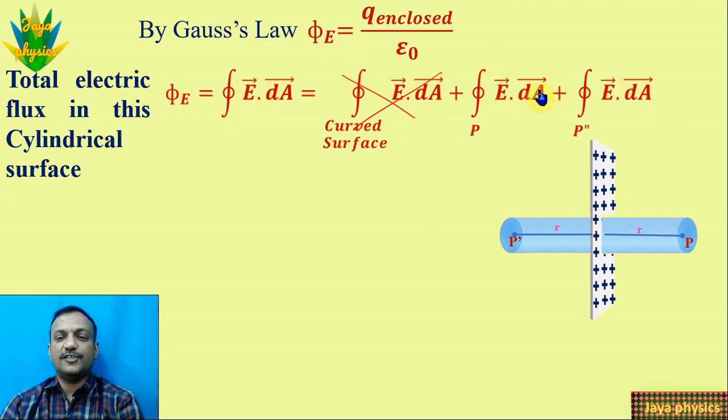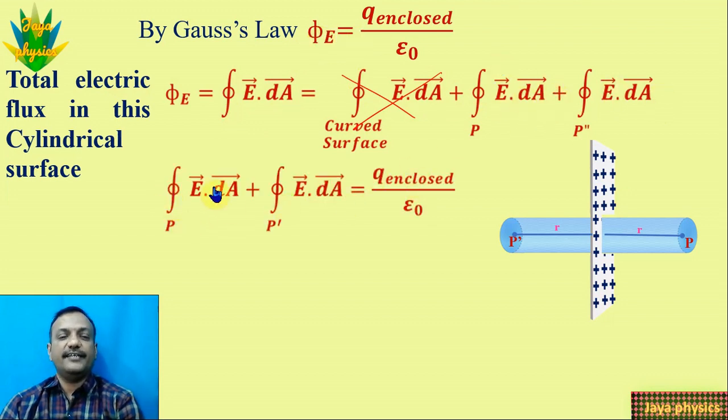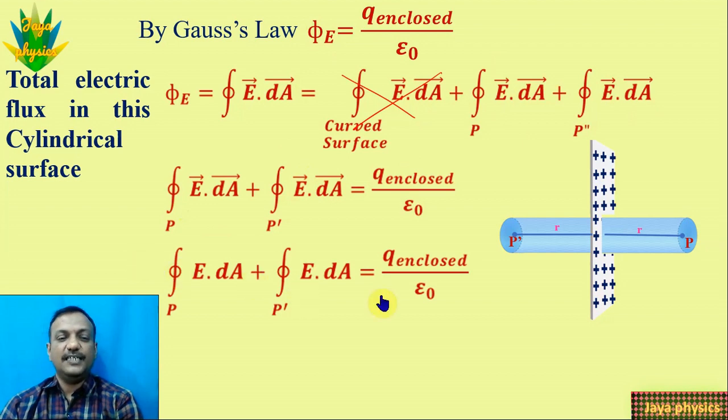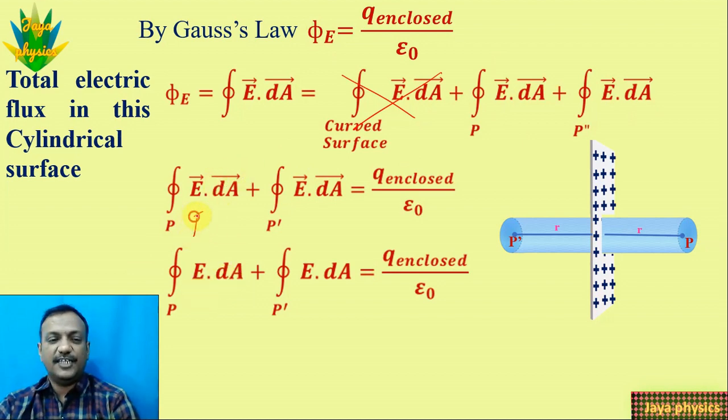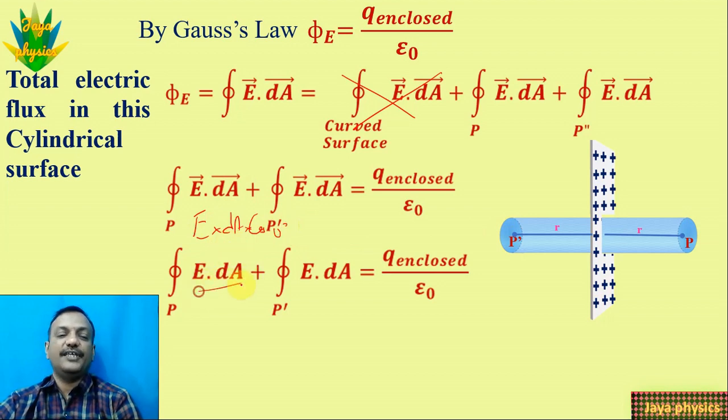So I am rewriting it like this. Phi e is equal to, write it like this, and I am writing only these two terms. Is that fine? Now you see what happens. You see E vector dot dA vector. In this case, I have expanded it as E into dA into cos 0. Cos 0 value is 1. So I am writing it as E into dA plus E into dA. That is equal to enclosed charge by epsilon naught.